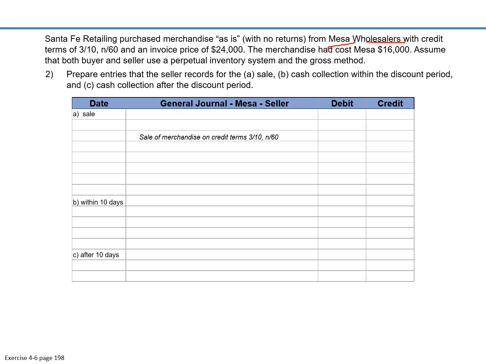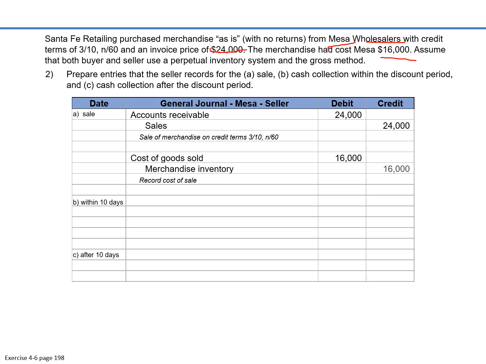So when Mesa sells goods to Santa Fe, they sell them at a price of $24,000, but they have a cost of $16,000. So when you're the seller, you have to record both the revenue and the reduction to your inventory, right? So when we sell it, we record an accounts receivable increase, debit $24,000, and we record an increase to sales for $24,000 as well. Then we have to record the cost of that sale. So we're going to increase our cost of goods sold by $16,000, and we're going to decrease our merchandise inventory by $16,000.